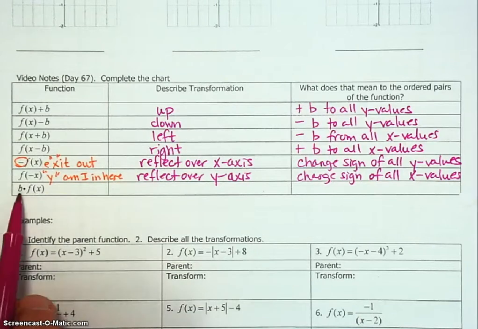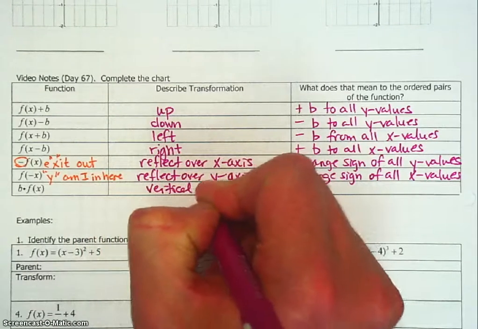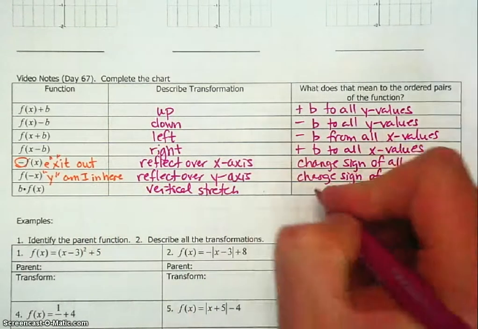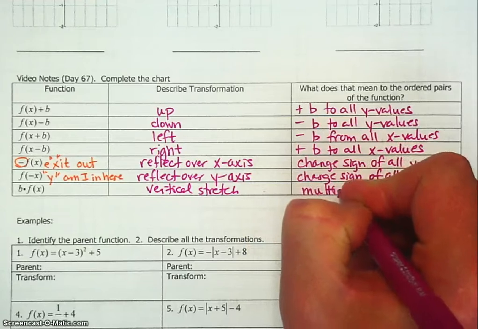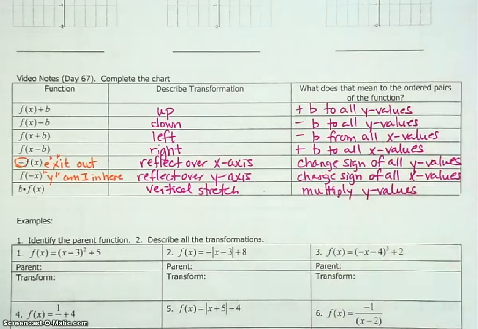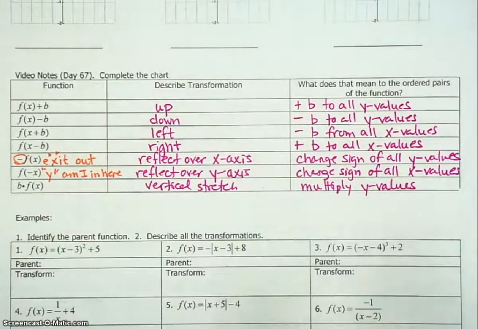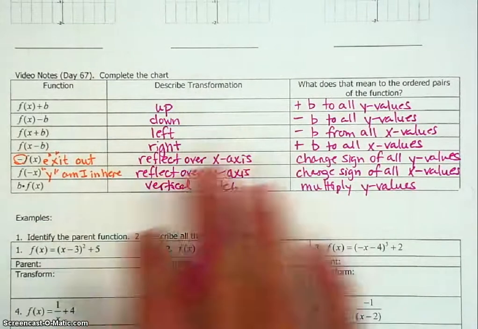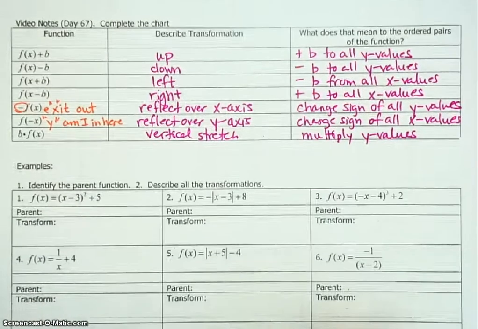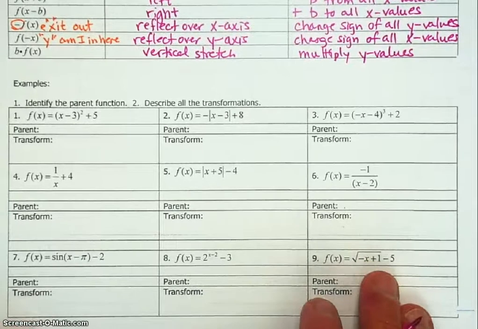All right, so here we got one more. If I take and multiply the function by a number, that's what we call a vertical stretch. And what I'm going to do is I'm going to multiply the y values, okay, by whatever that number is. All right, so that is all the transformations that we're going to be looking at, and we're going to do these with all of our functions. So I can give you any function, and we should be able to write down these transformations. So let me just give you a few here, and then we'll do more of these in class tomorrow.